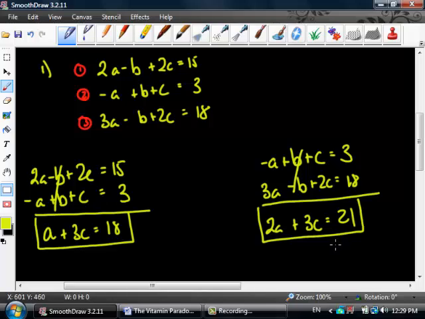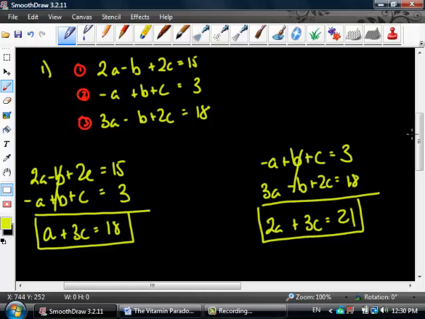two equations with two of the same variables. We have an a and a c, and an a and a c. Andres, for the first one, are you subtracting or adding? You're adding. 2a plus negative a is 1a, right? And then negative b plus positive b goes away. And then 2c plus c is 3c. So you're adding down. It just so happens some of them are negative, which is why they reduce in value. Same thing with the right side.